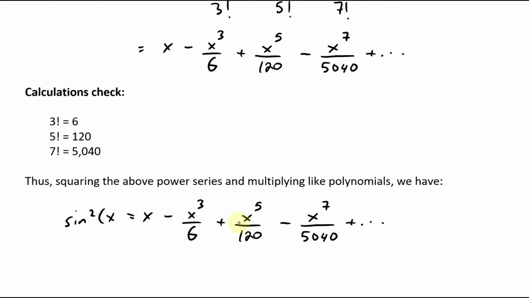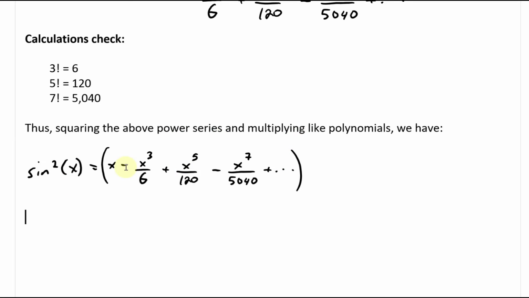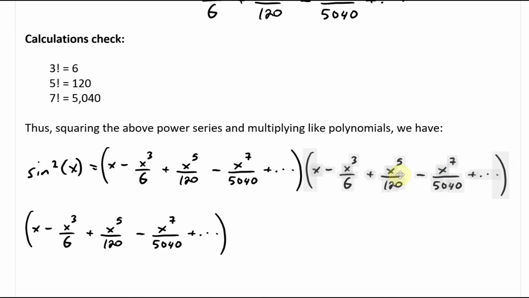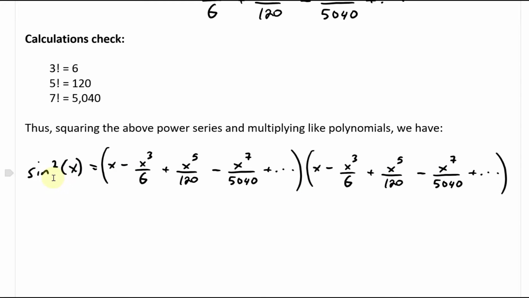Let's put x like that. So this equals this, and multiply it by itself. Here, just quickly move it to the left, and let's multiply this again, just to save time in typing. Alright, so that's all we get. We get sine squared of x equals this times itself.